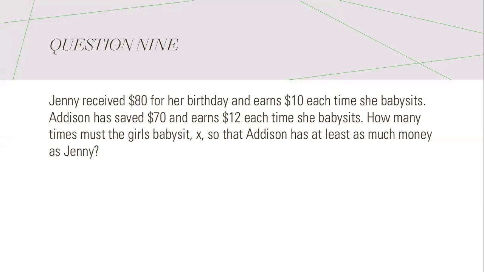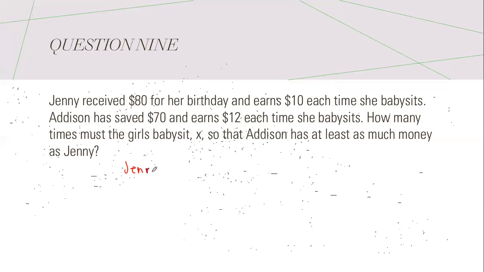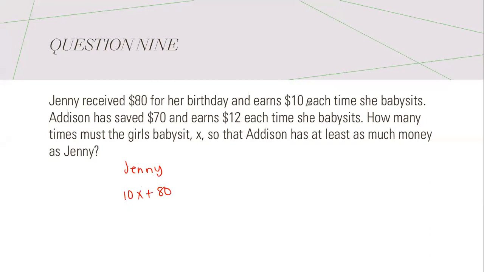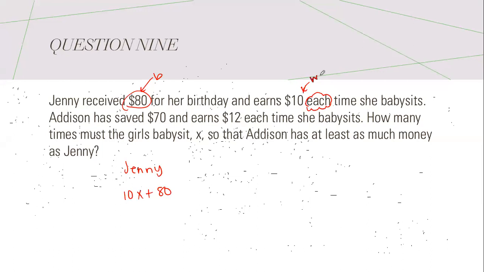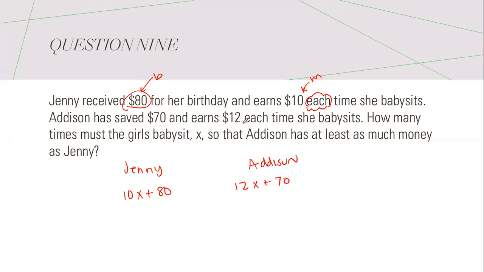Good job, everyone in the chat. All right, for the meter spectra time, I'm gonna keep going. So Jenny, I need to write an equation for Jenny. Jenny's equation would be 10x plus 80, because she got $10 each time she babysits. $80, that's how much she started with. So that tells me my slope and y-intercept. Addison's equation will be 12x plus 70, because 12 is my slope, and she saved $70, so this is how much she started with.